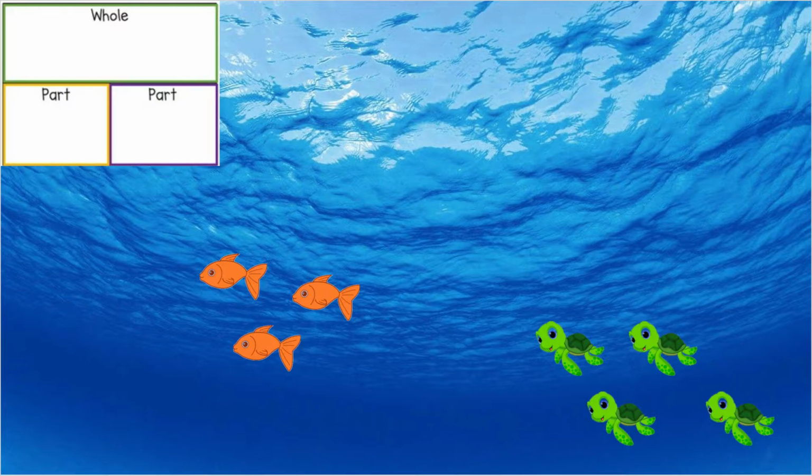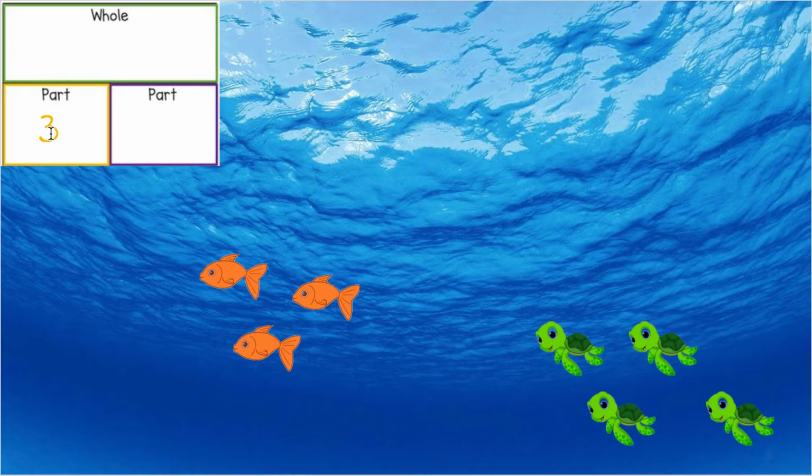Let's start with the picture I have on the screen. I have one whole ocean on my screen. My ocean is made up of two parts, fish and turtles. To figure out how many animals are in my ocean, I have to count the parts first. Let's start with my fish. I have 1, 2, 3. I have 3 fish. So one of my parts in my ocean is 3 fish.